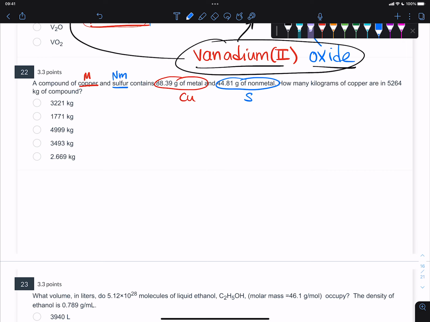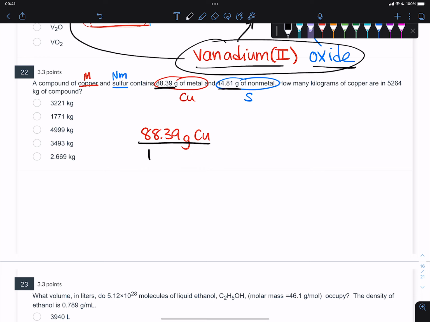So how many kilograms of copper are in it? We just set up a proportion, known stuff and unknown stuff. So we have 88.39 grams of copper in how much of the entire compound. You don't really have to do this per se because the proportion will hold true, but I'm going to recommend that you add these two up. So what is the mass of the entire compound sample? The entire sample of Cu and S together is 88.39 plus 44.81.